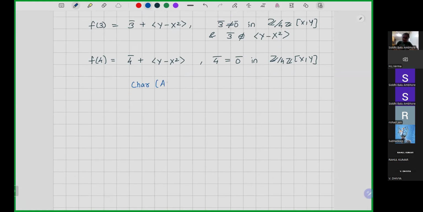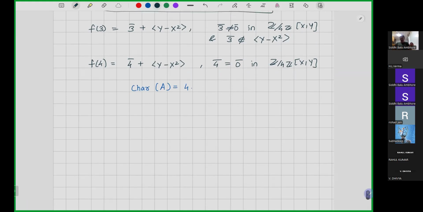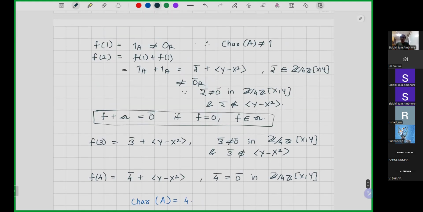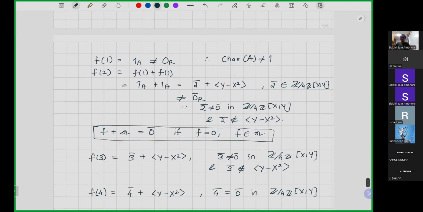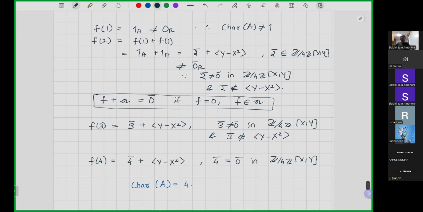The characteristic of this A is actually 4. Okay. So is this clear now, how that quotient ring was defined in Macaulay 2, and also the characteristic of this ring is 4, and how we also manually calculated this and got that it is 4?